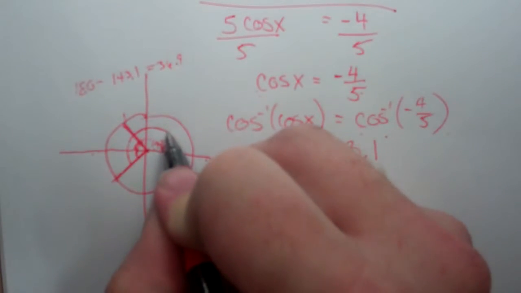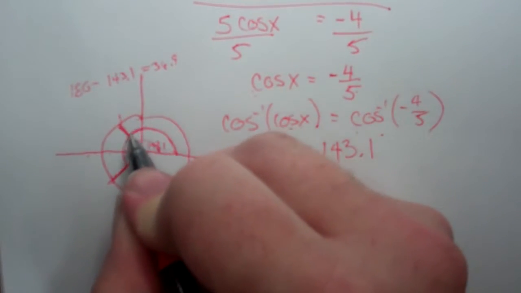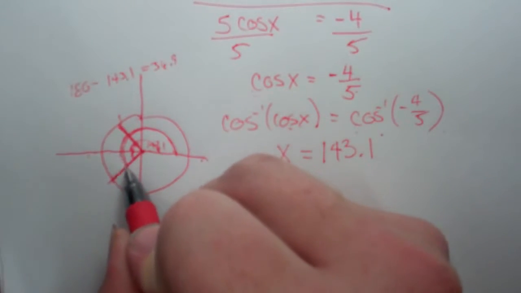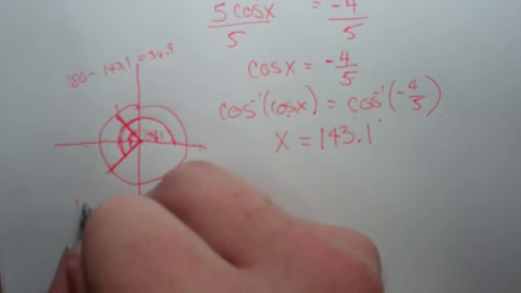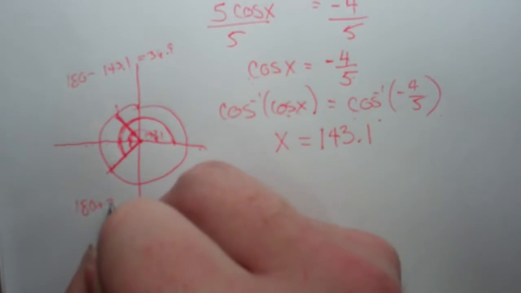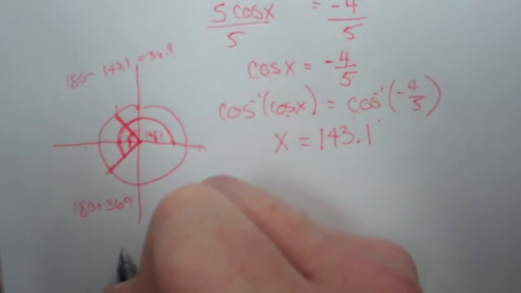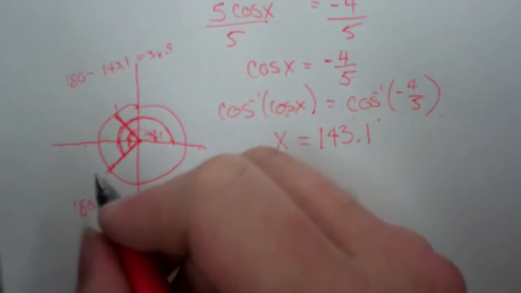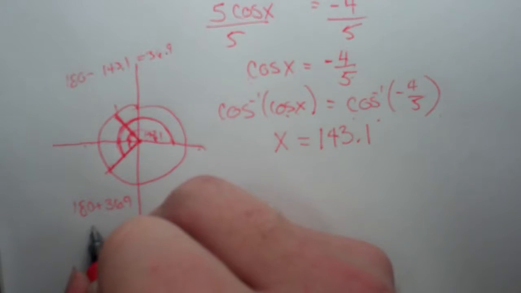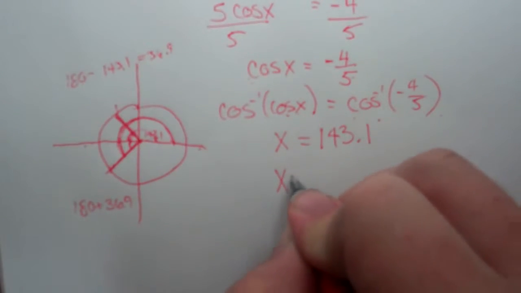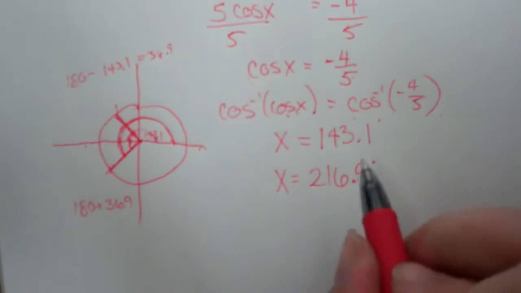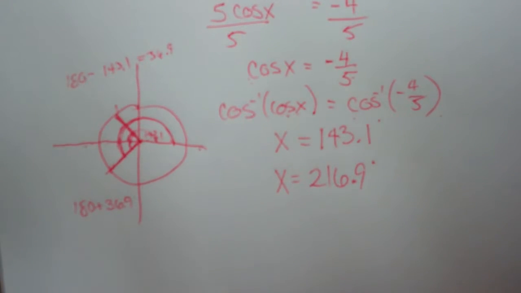And so to go the entire distance from the x-axis all the way to there means we've gone 180 plus 36.9. So I'll calculate that down here on the side, 180 plus 36.9. When we add those together, we end up with 216.9. And so the other solution is 216.9 degrees when we are rounding to the nearest tenth.